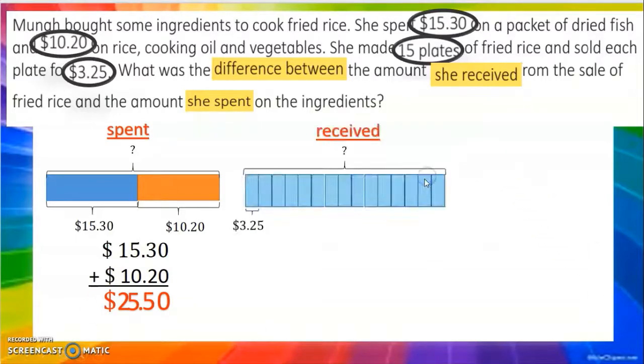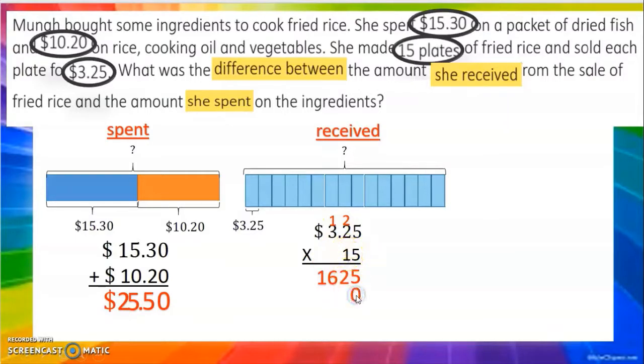How to find how much she received? So 15 plates altogether. We're going to find how much in 15 plates. In one plate, we have $3.25. So what are we going to do? Very good. You're going to multiply. So let's multiply first normally. 5 times 5 is 25, 2 up, 5 down. 5 times 2 is 10 plus 2 is 12. So 1 up, 2 down. 5 times 3 plus 1 is 16.